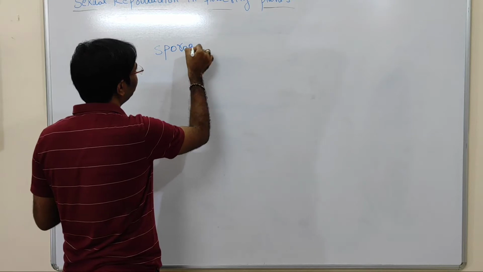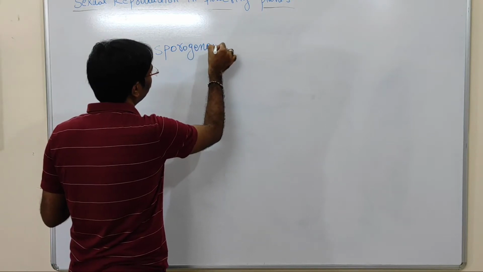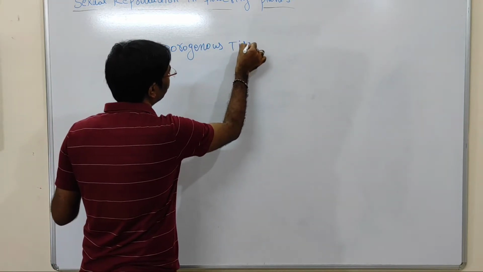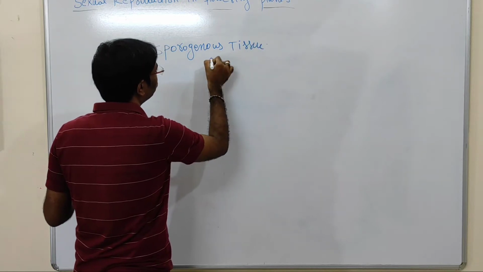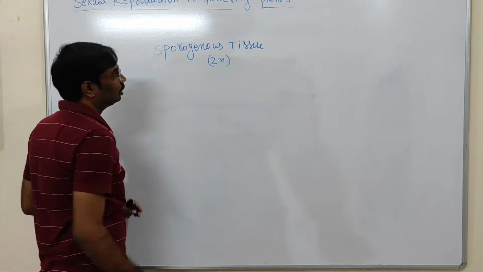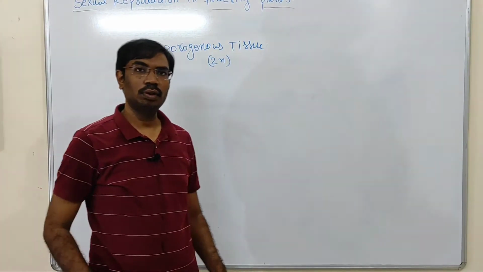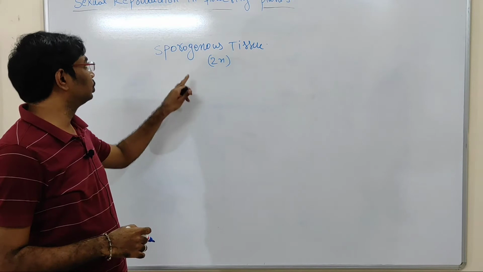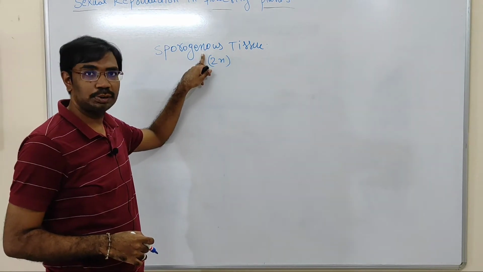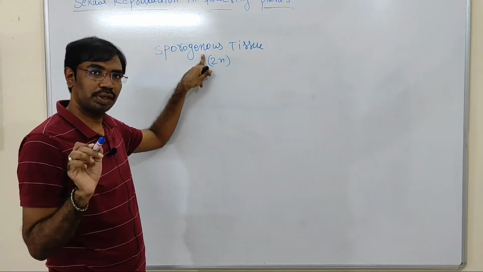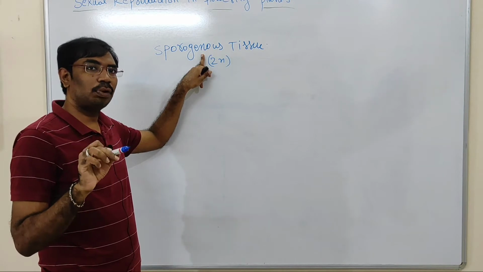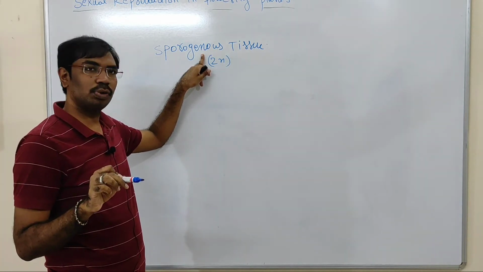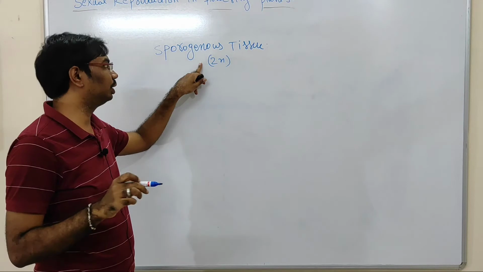sporogenous tissue. What is the location of the sporogenous tissue? Sporogenous tissue is present in the diploid condition. It is present in the middle part of the microsporangium, and it is diploid in condition.